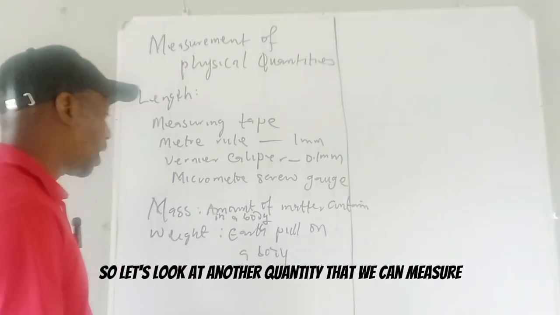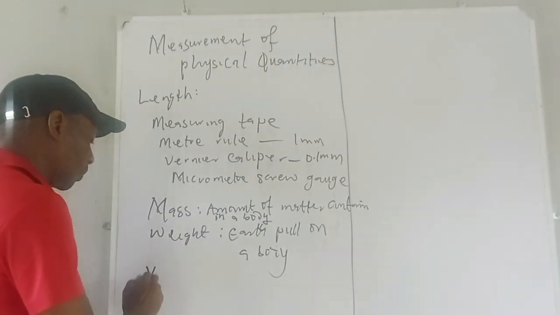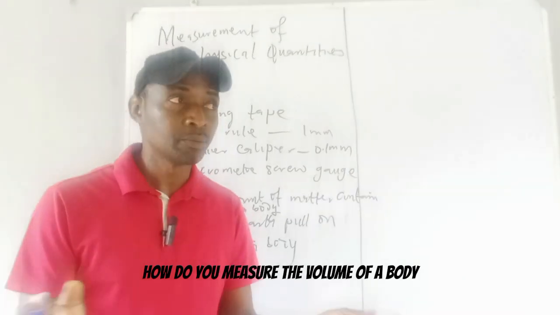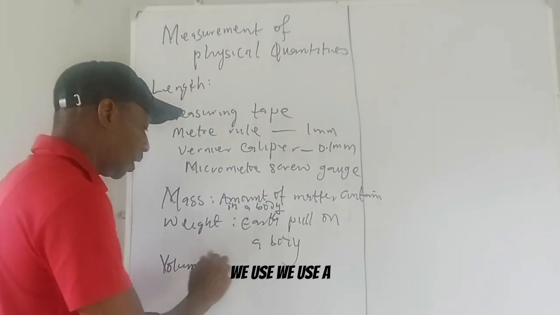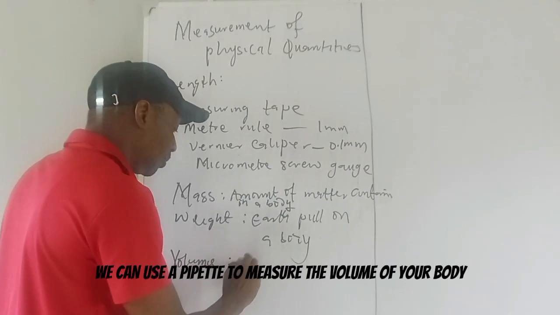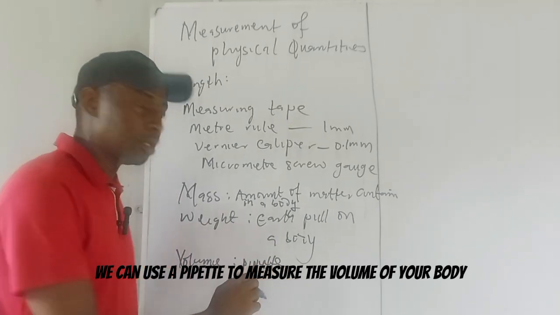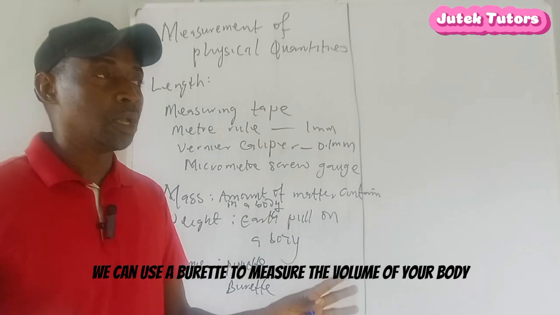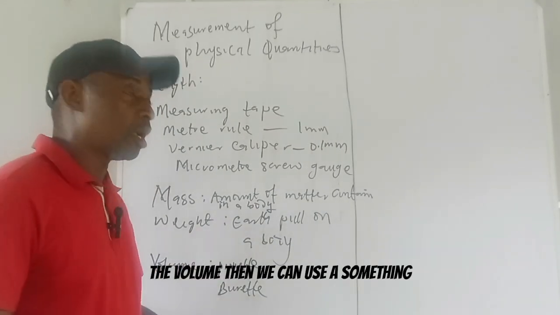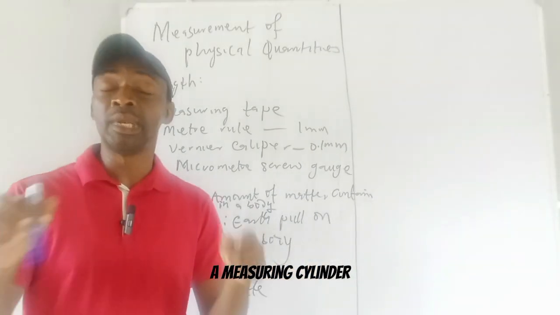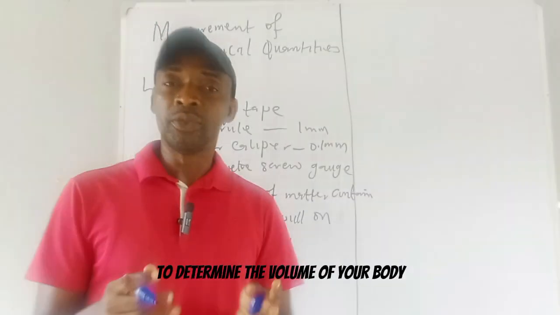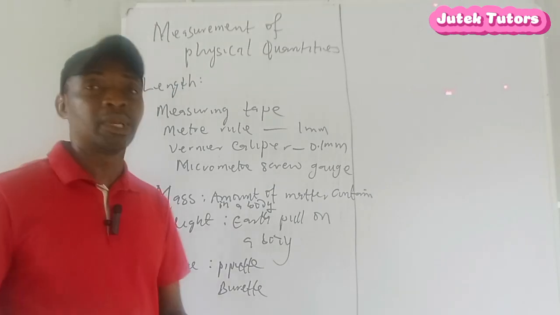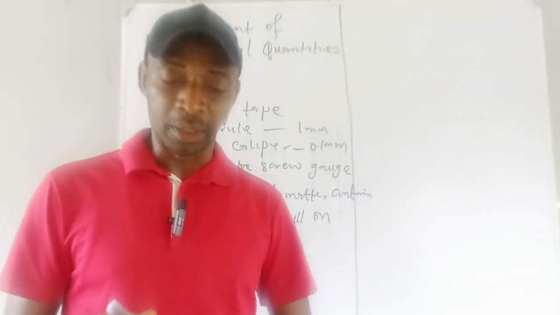So let's look at another quantity that we can measure. Let's look at the volume of a body. How do we measure the volume of a body? We use a pipette. You can use a burette to measure the volume of a body. Then we can use a measuring cylinder to determine the volume of a body.